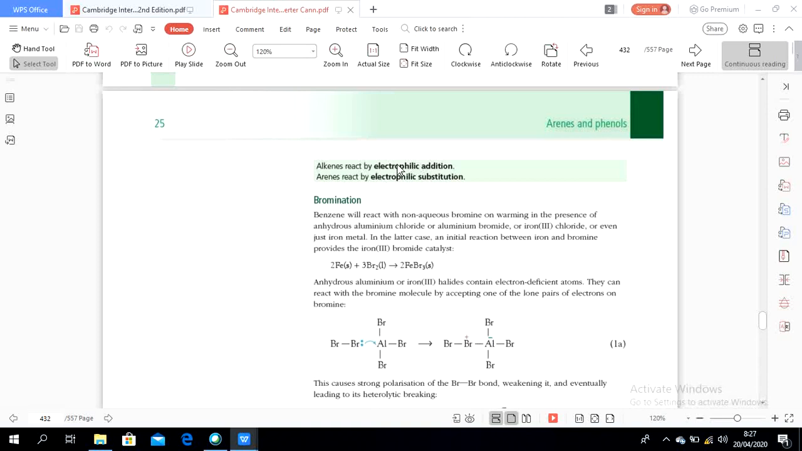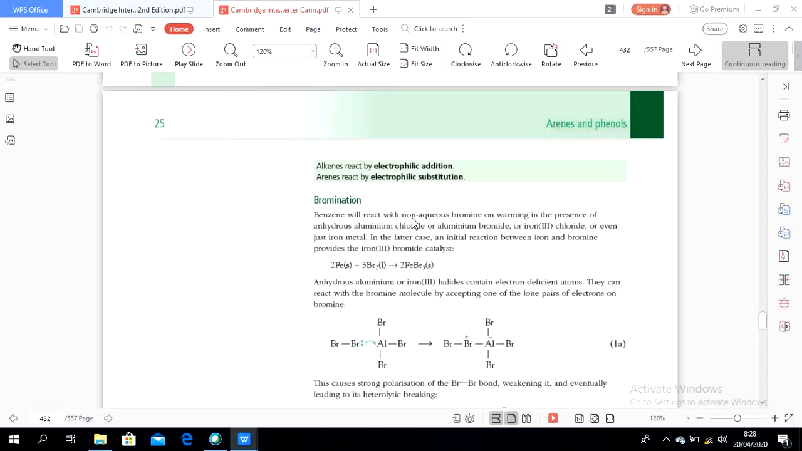Alkenes react by electrophilic addition. Arenes or benzene react by electrophilic substitution. Please do not mind the names arenes and benzene. They refer to the same molecular structure. And then bromination.